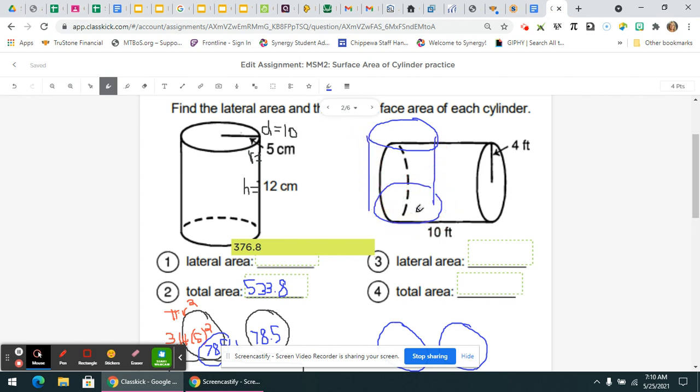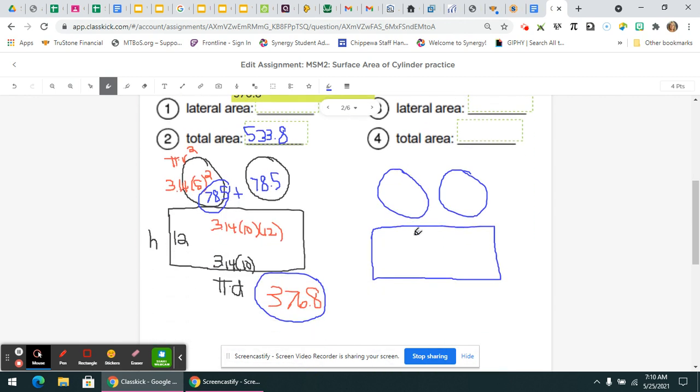Okay, so remember here the height, because it was laying down, is a 10. And it looks like the radius here is a 4. So radius equals 4, which means diameter equals 8. And then the height is 10. So to start your lateral area, you're going to do pi times the diameter times the height. So now you can put your numbers in.